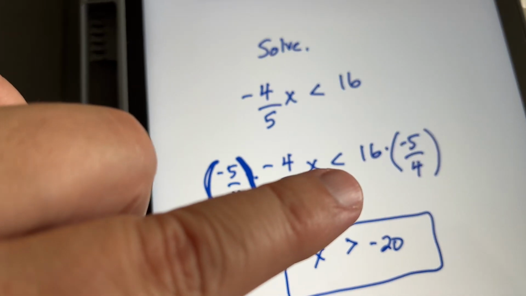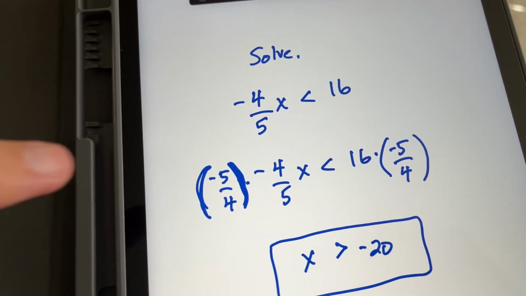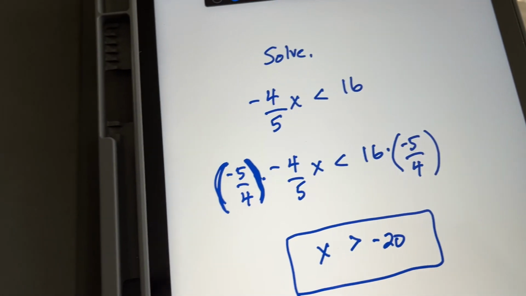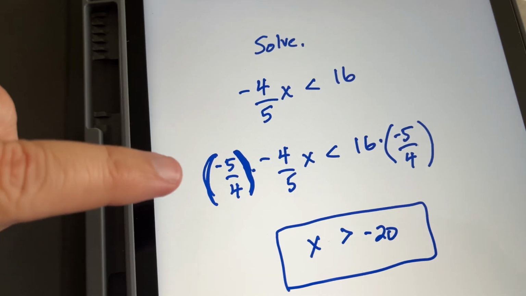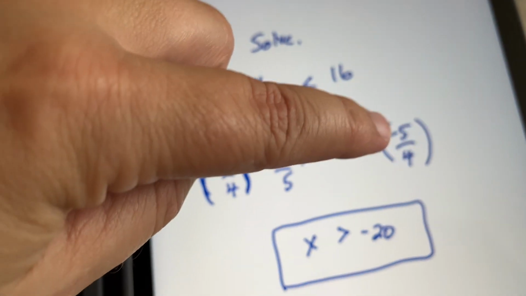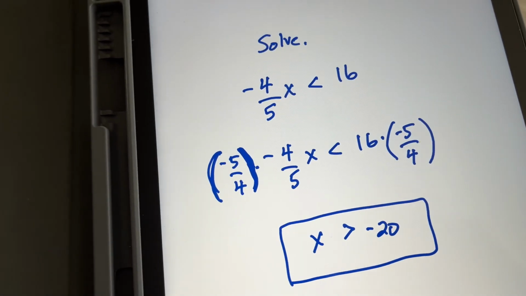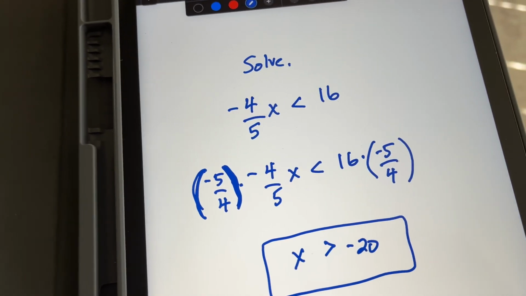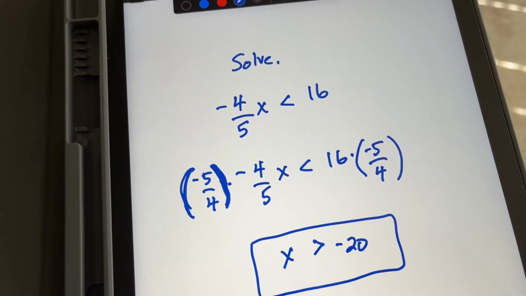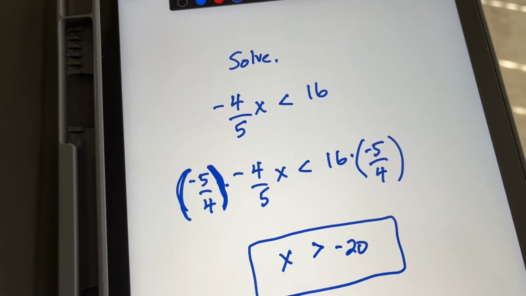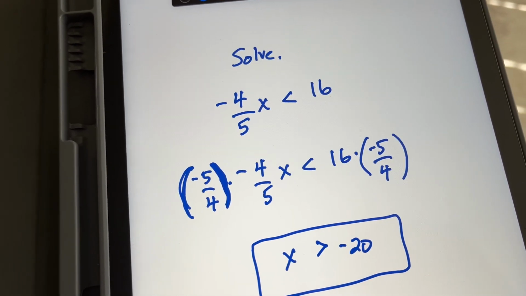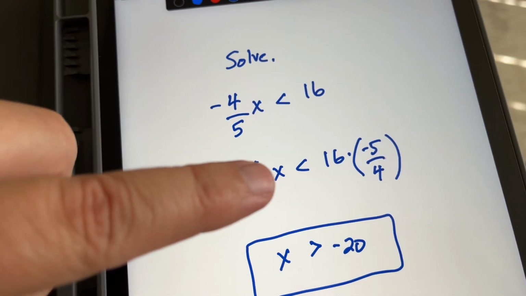You change the direction of the inequality symbol anytime you multiply both sides by a negative number. So we're multiplying this side by a negative number and that side by a negative number. That's the reason I reversed this less than to a greater than. So the rule is anytime you multiply or divide both sides by a negative number, then you reverse the direction of the inequality symbol. So there's x.